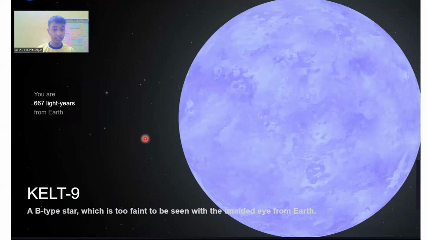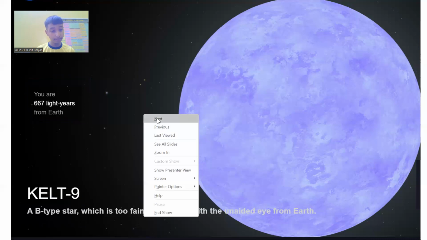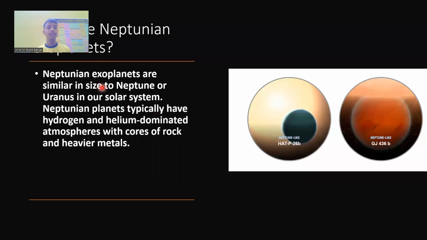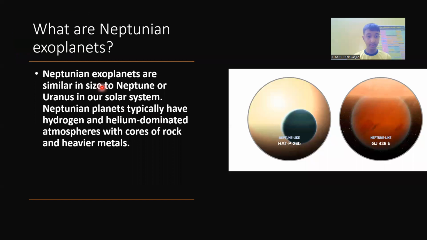Now let's go to the next slide, where we will learn about the Neptune-like exoplanets. Neptunian exoplanets are similar in size to Neptune or Uranus. Just like we said in the starting, they are similar in size to Neptune or Uranus.